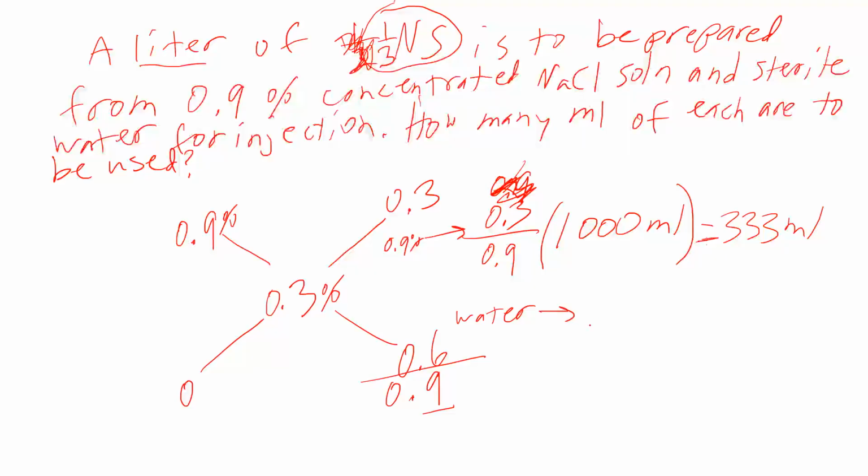And water would be 0.6 over the total, which is 0.9, times 1,000 milliliters, and that will equal 667 milliliters. If you add 667 plus 333, you get 1,000 milliliters, or 1 liter. 1 liter is 1,000 milliliters.